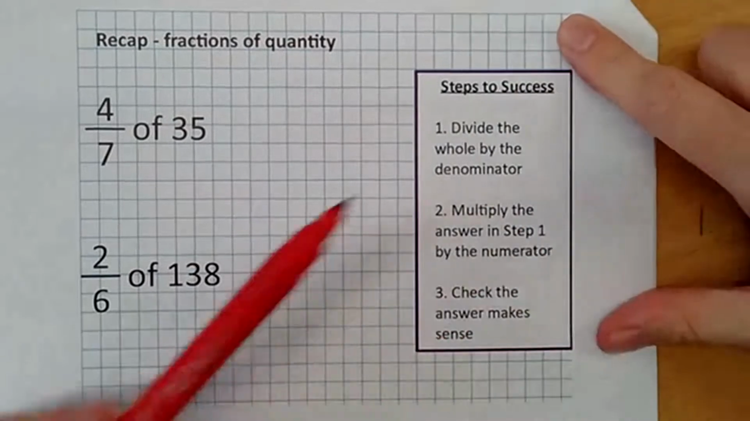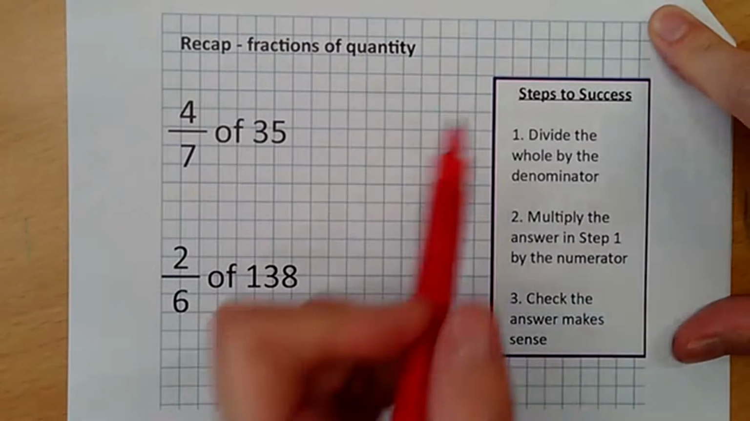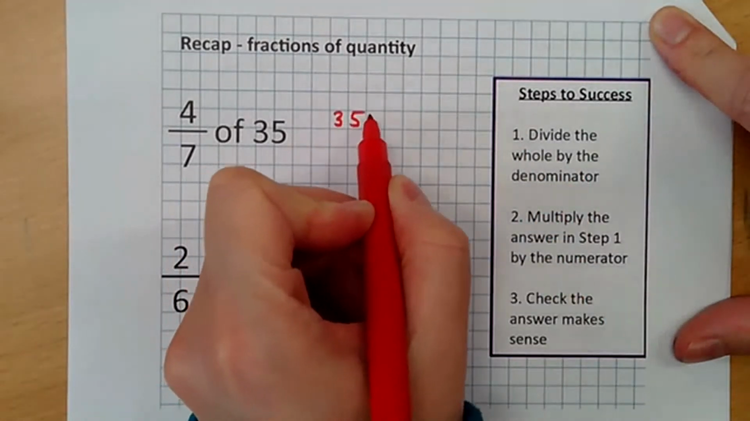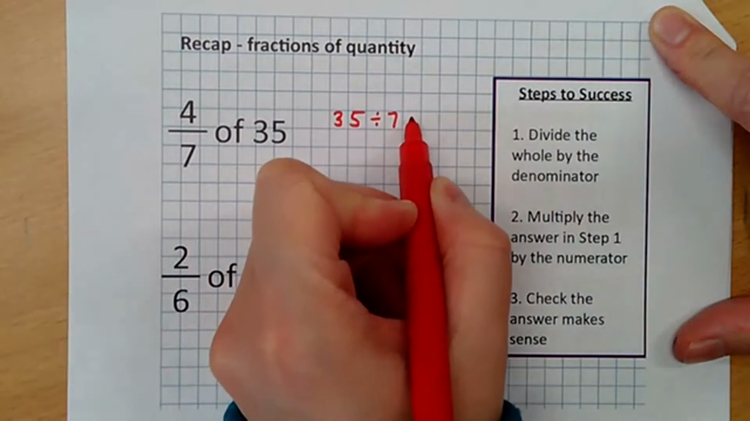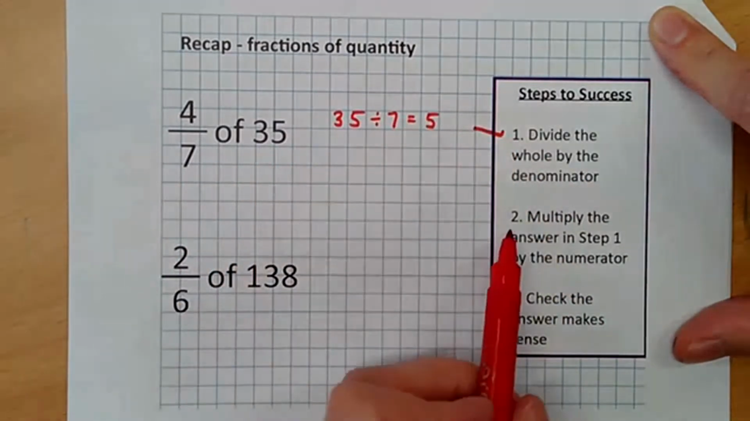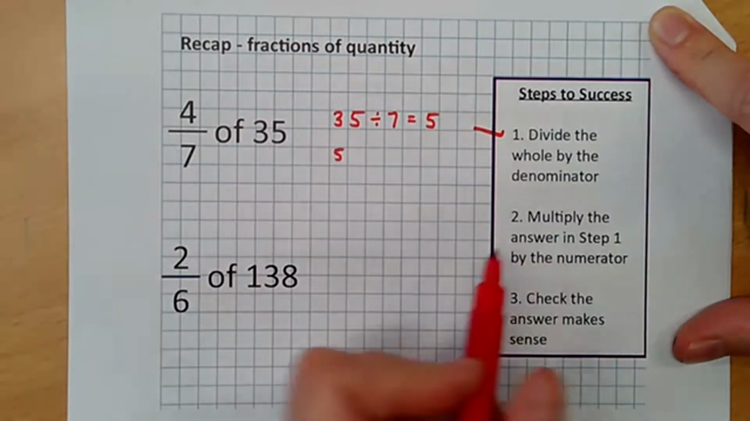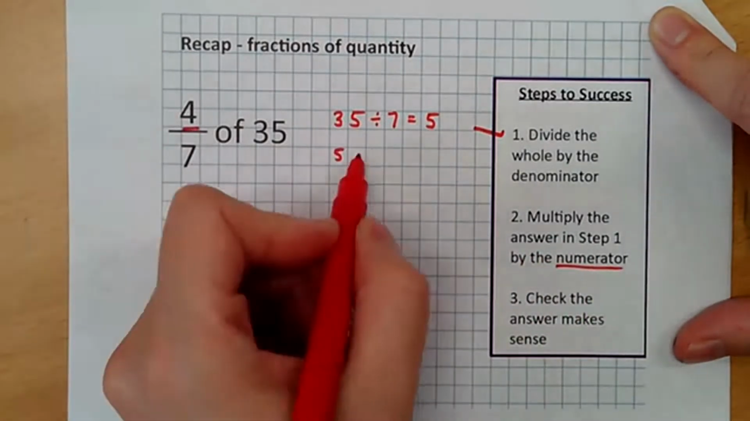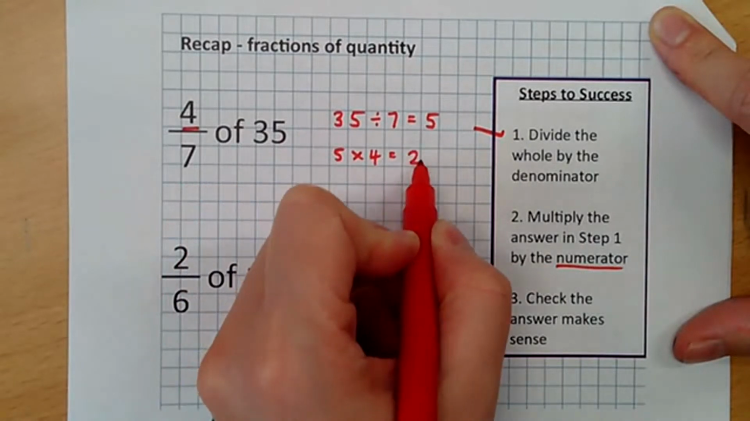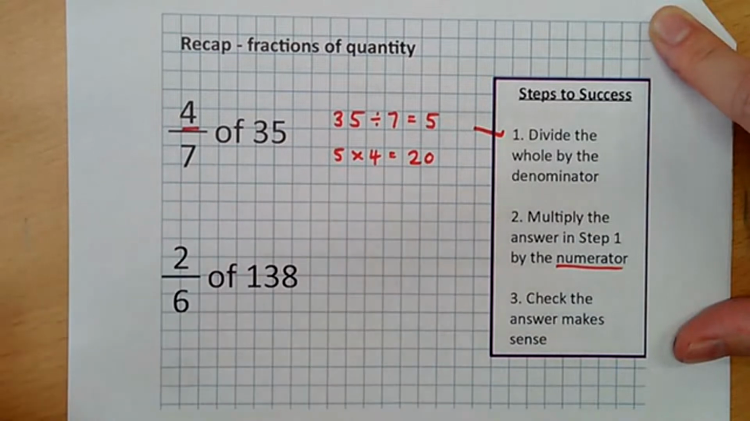The first thing that I'm going to do is divide the whole number by the denominator. So 35 divided by 7 equals 5. Next, I'm going to multiply the answer in step 1 by the numerator, which is 4. So 5 times 4 equals 20. So 4/7 of 35 equals 20.